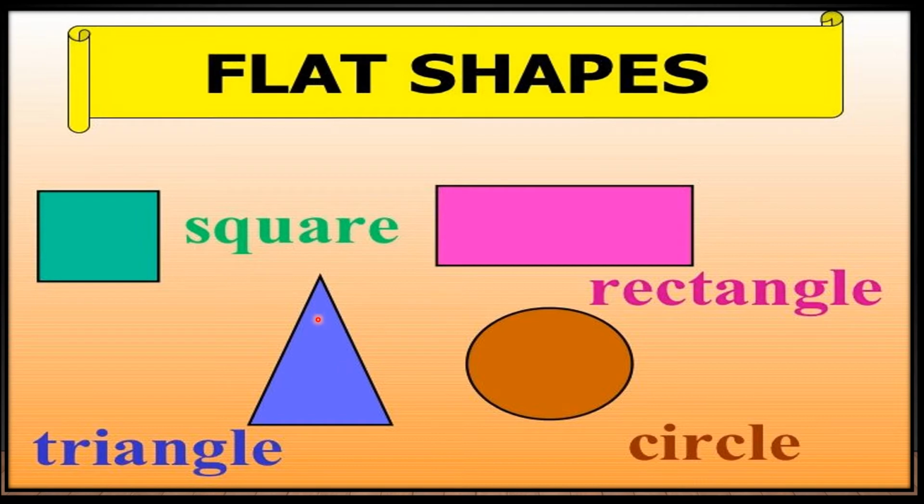The third one is a triangle. A triangle has 3 sides and 3 corners. 1, 2, 3. 3 corners. So this is a triangle. Triangles also can be of many types, so that you will learn later on. The last one is a circle, or you can say oval also. They don't have any sides and they don't have any corners. So circles and ovals have no sides and no corners.